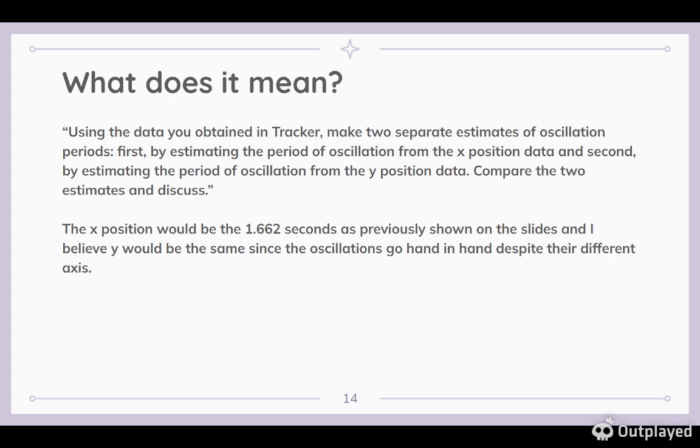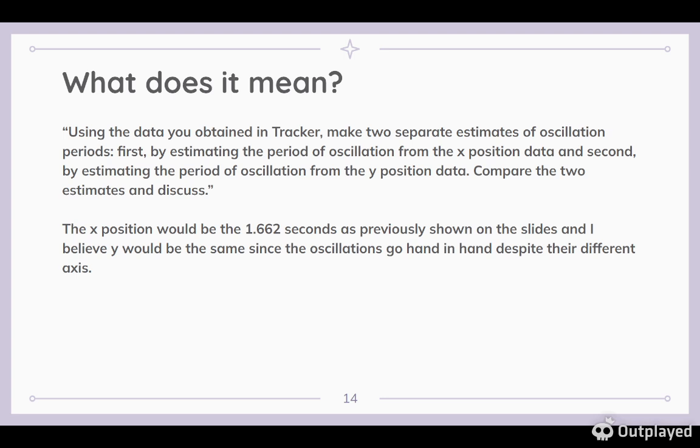First, by estimating the period of oscillation from the x position data, and second, by estimating the period of oscillation from the y position data. Compare the two estimates and discuss. The x position would be 1.662 seconds, as previously shown in the slides. I believe the y value would be the same because the oscillations go hand in hand despite their different axes.